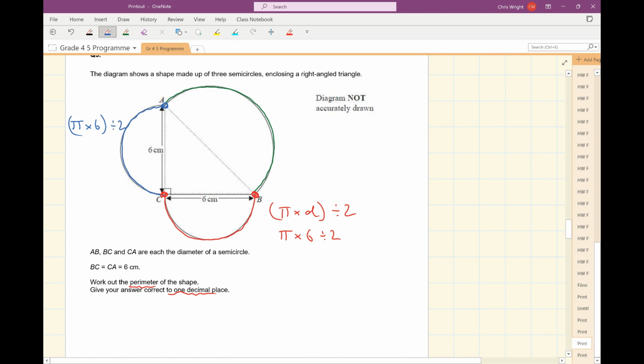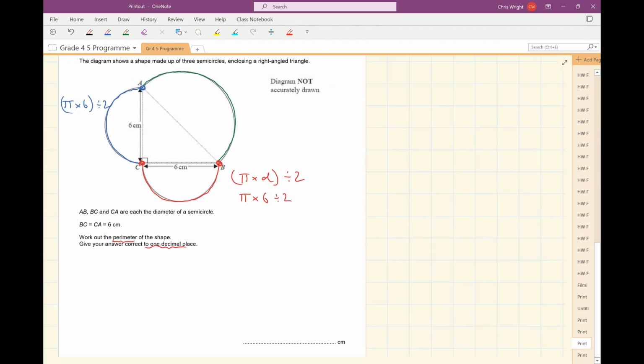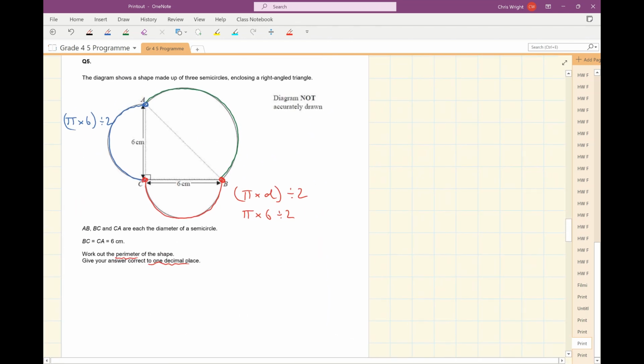Now what about the green bit? Well, it's half the circumference of a circle again, isn't it? So it's going to be pi times diameter divided by 2. But what's the diameter of that circle? What is this green length here? I don't know, but I can find it because it's the hypotenuse of the right-angled triangle, isn't it? Look, you can see it's opposite the right angle. I've got 6 and 6. So I can find the diameter, can't I? I can find the length AB.